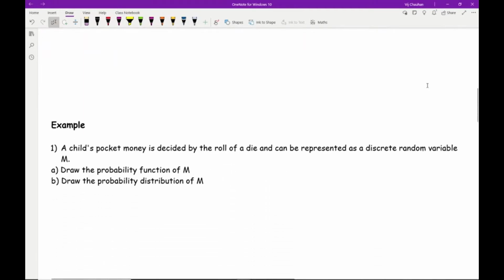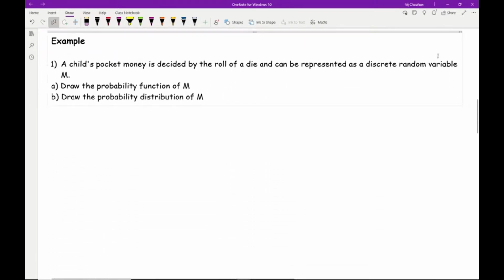Now in terms of an example, let's have a look at the first one. So here we've got number 1. A child's pocket money is decided by the roll of a die and can be represented as a discrete random variable M. Draw the probability function of M. Now I'm just going to change the wording of that, because that should be the probability density function of M.